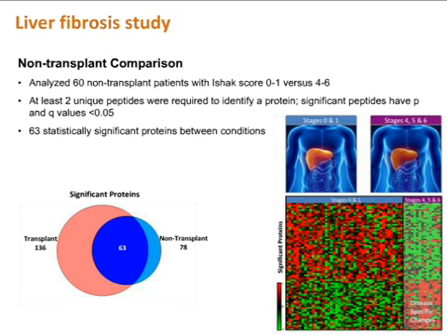The clinicians also wanted us to study non-transplant patients because there's a certain component from just the transplant that could affect the proteins that we were observing. So we studied 60 non-transplant patients with either low levels of fibrosis or no levels of fibrosis to very high levels of fibrosis. And again, we required 2 peptides per protein in order to have a significant peptide.